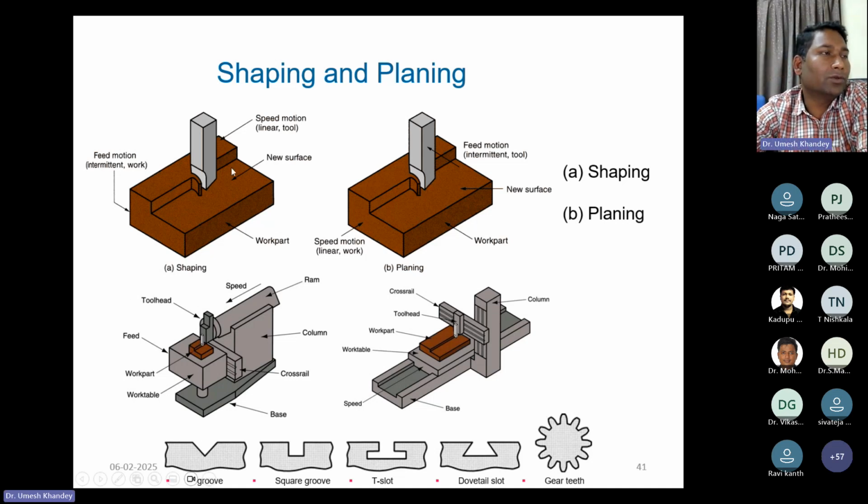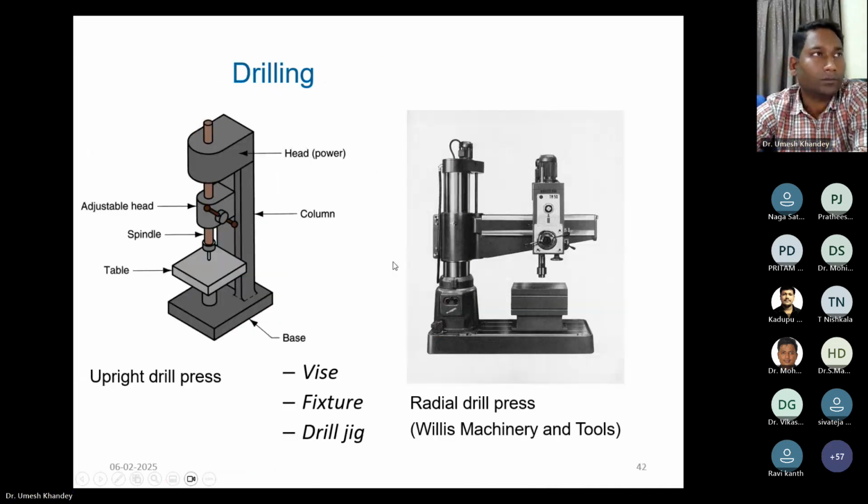In one case, you have to move the cutting tool against the stationary workpiece. In the other case, planing, you may have to move the workpiece, which is fixed on the table, against the stationary cutting tool. But this cutting tool has to be moved also in each and every pass, same as in the shaper. So with the help of this shaper or planer, we generally manufacture grooves, square grooves, V grooves, T slots, diagonal slots, and gear teeth can also be cut. Again, the drilling machine pictorial view is over here.